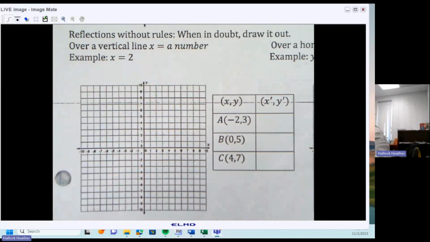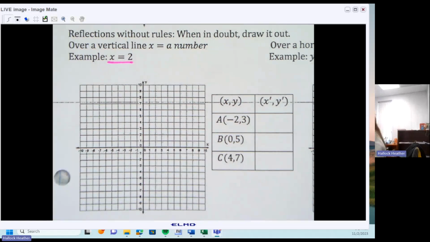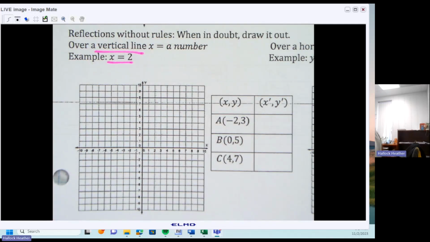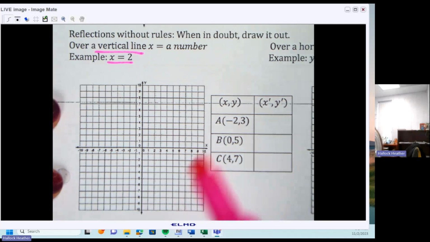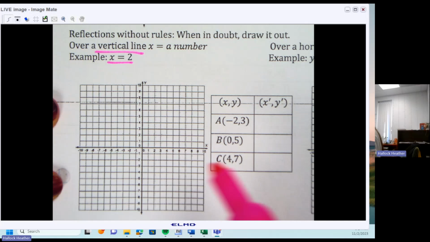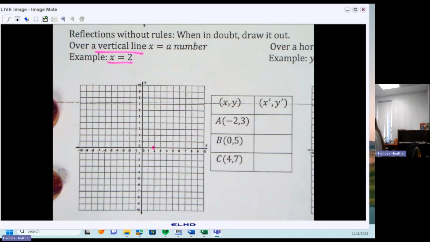So for example, we're going to use the line x equals 2 as my line of reflection. So x equals 2 is a vertical line that goes straight up through the value x equals 2. You should have plotted these kinds of lines back in the day, but we don't even remember what we ate yesterday. You don't remember what we did in math class yesterday. You definitely don't remember what you did a year ago or 2 years ago.